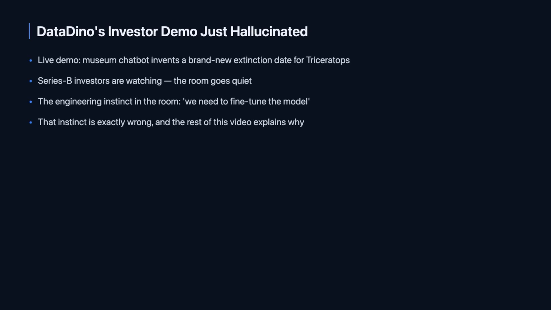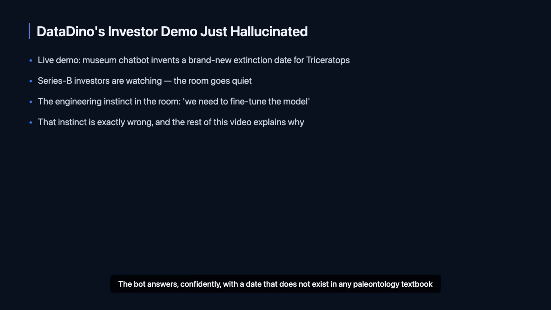Picture the scene. Data Dino is mid-demo with Series B investors. The CEO asks the museum chatbot when Triceratops went extinct. The bot answers, confidently, with a date that does not exist in any paleontology textbook on Earth. The room goes quiet. Back at the office, the engineering team huddles, and somebody says the words you hear in every one of these meetings: we need to fine-tune the model. That instinct feels right, and it is exactly wrong. The rest of this video is about why, and what to do instead.